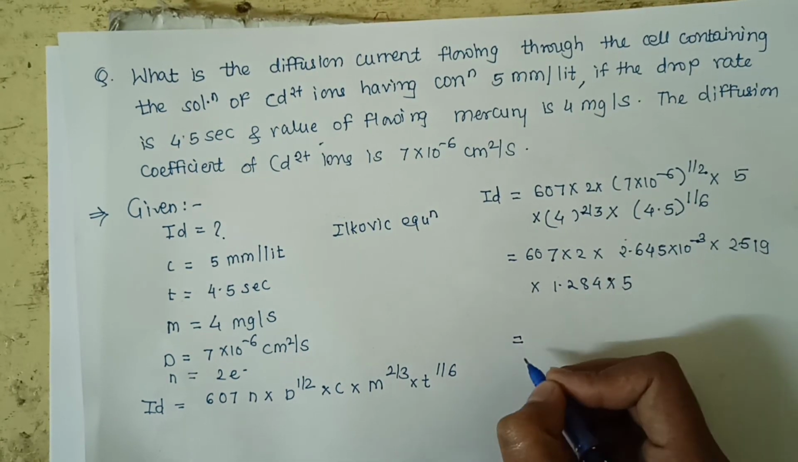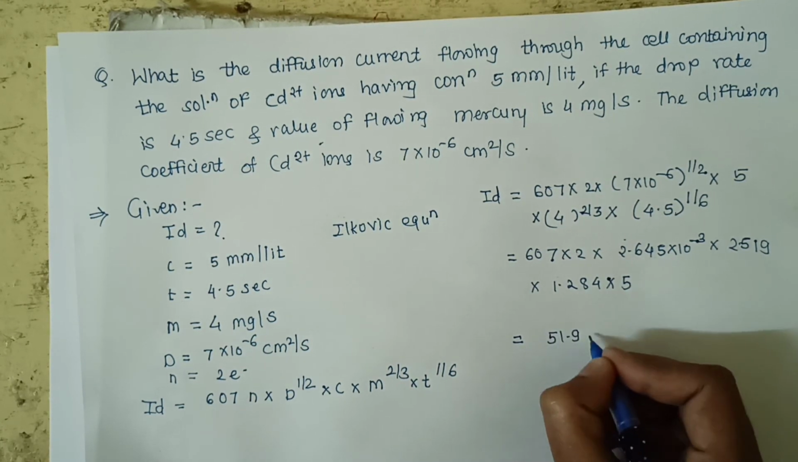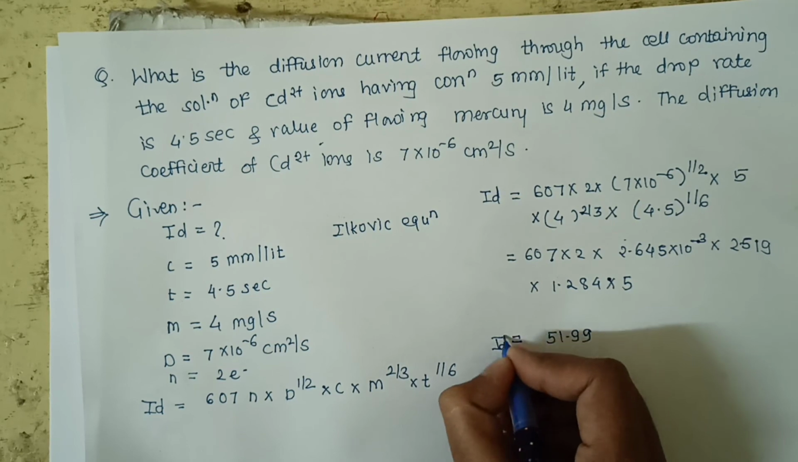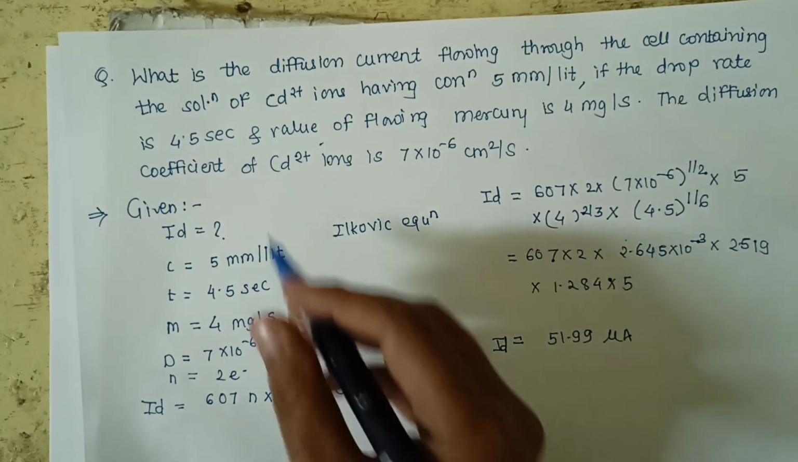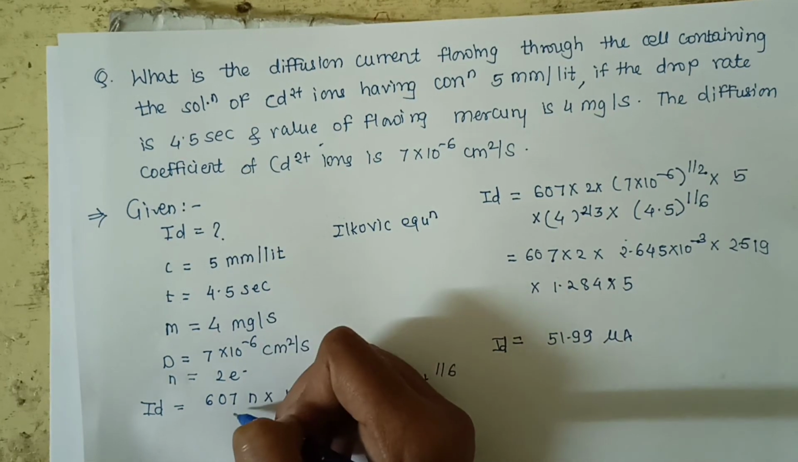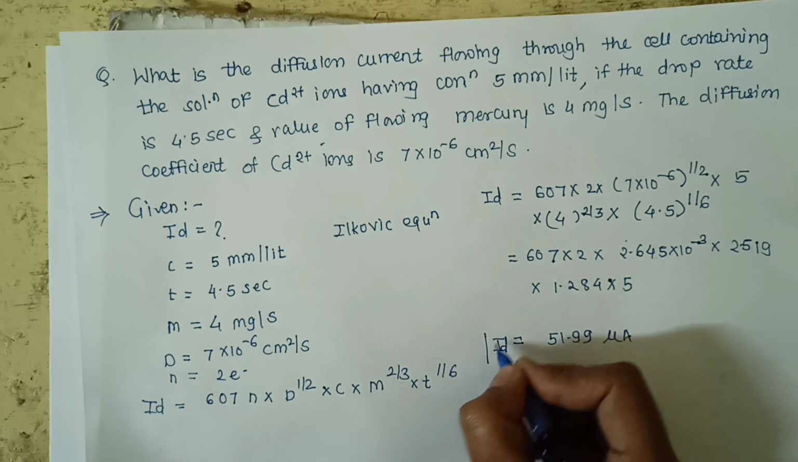After solving these values, we'll get 51.99 as the answer, that is ID, and the unit would be microampere, because if all the values are taken in these units, the answer will come out in microampere.